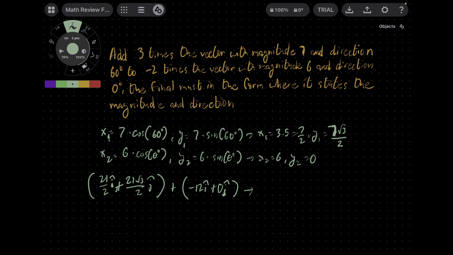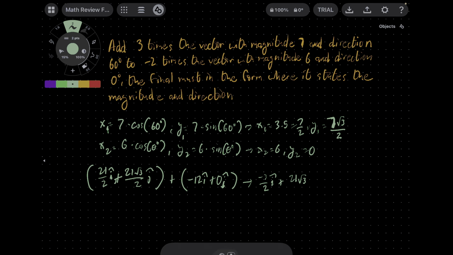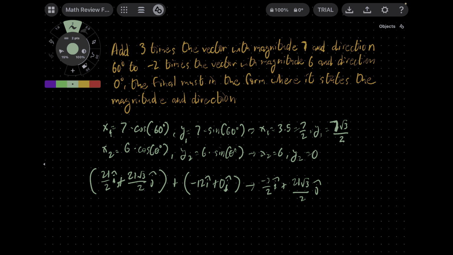21 by 2 minus 12 is negative 3 by 2. So negative 3 by 2 i hat. This just stays the same, 21 square root of 3 by 2, so plus 21 multiplied by the square root of 3 divided by 2 j hat. Now it says we need to find out the magnitude and direction for this.